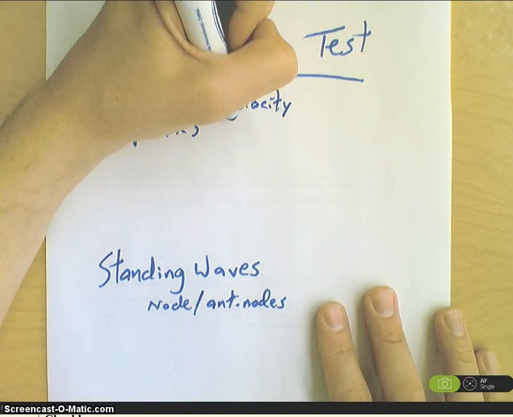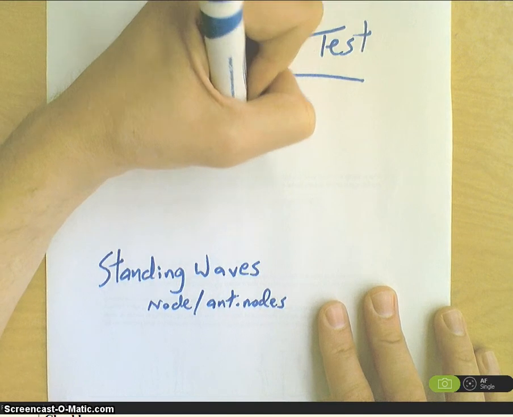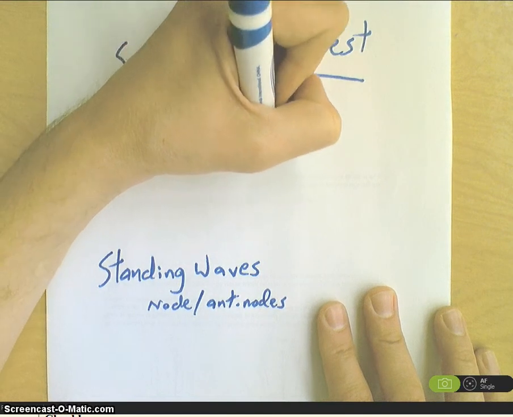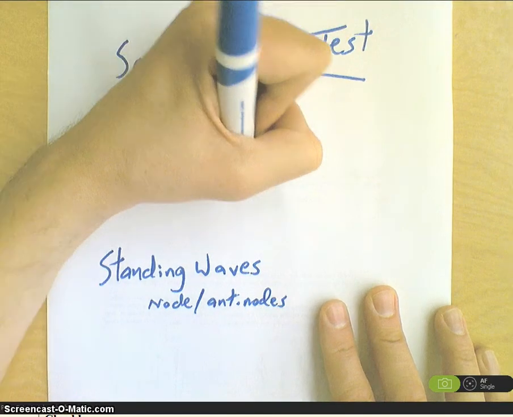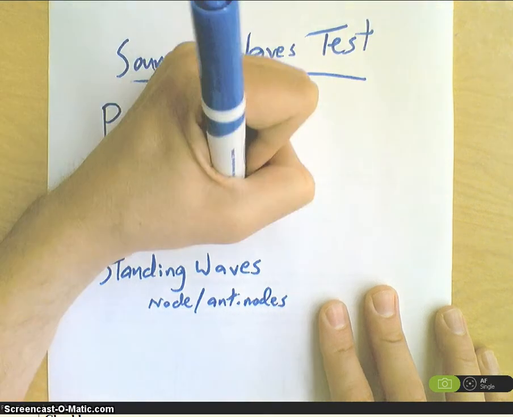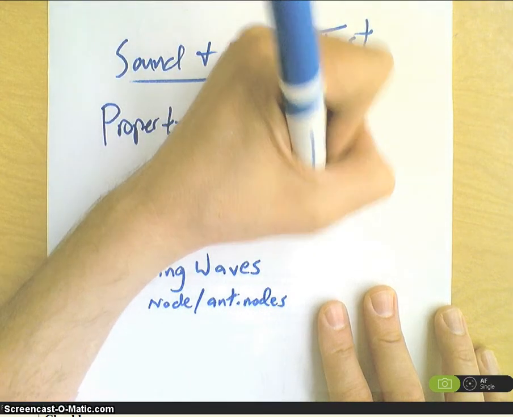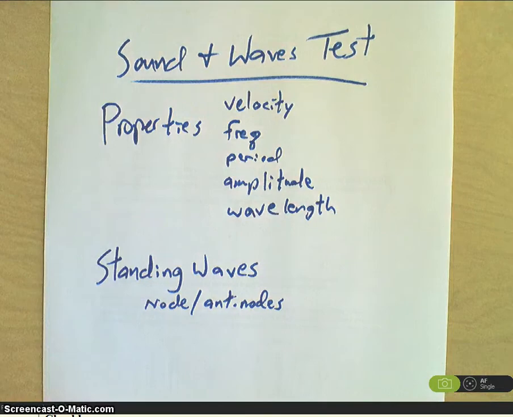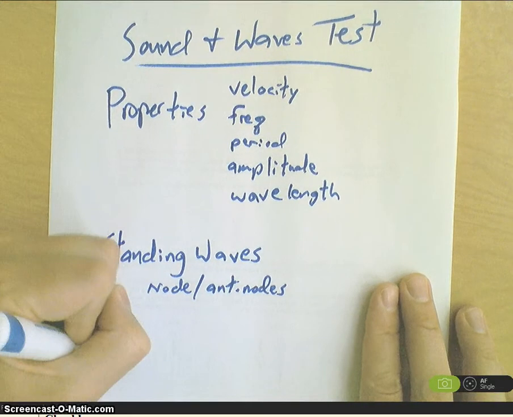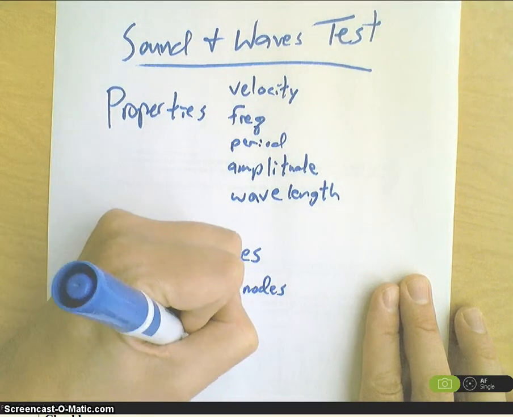Come on. I appreciate that, but frequency, period, amplitude, and wavelength. Okay, what else? All right, types of waves. Types of waves.